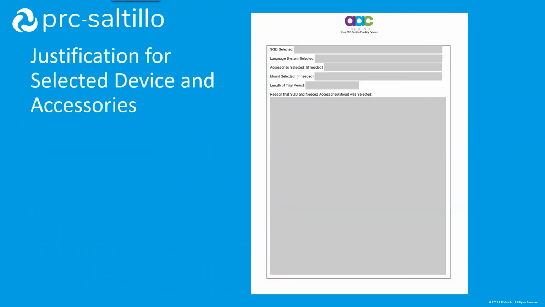And here is what it would look like on the worksheet for you. So it's going to be similar. What language system? So this is where you could talk about it. Use Unity 60 sequenced, Word Power 60 basic. What accessories, what mount, how long was your trial period, and give some details.